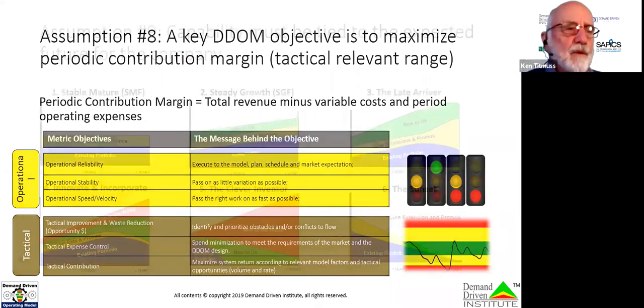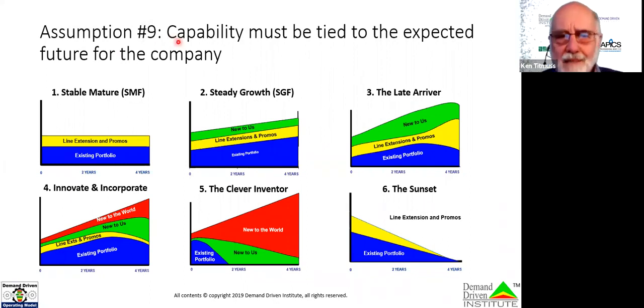So we also need to, assumption number 9 is capability must be tied to the expected future of the company. And there are 6 different types of companies here. You might be interested to have a look at these and determine where you might be. Are you stable and mature, where you've got an existing portfolio that's just been going on for years, it doesn't grow, doesn't die, you've got a few line extensions? Or are you a clever innovator down here where your existing portfolio is going to be taken out within 2 years and new stuff's coming out? This is the iPhone type of scenario, the Apple type scenario. Or are you sunset where you're just totally dying and going to phase out?